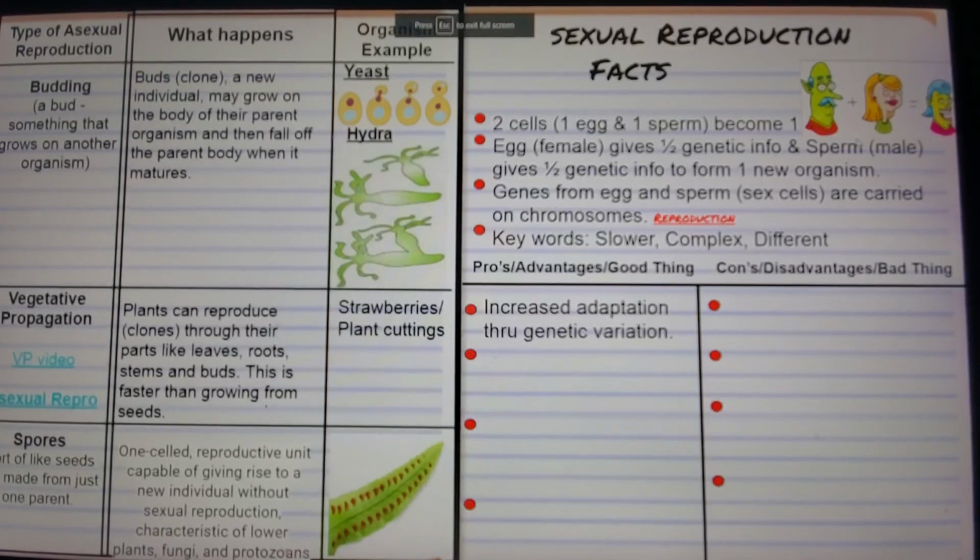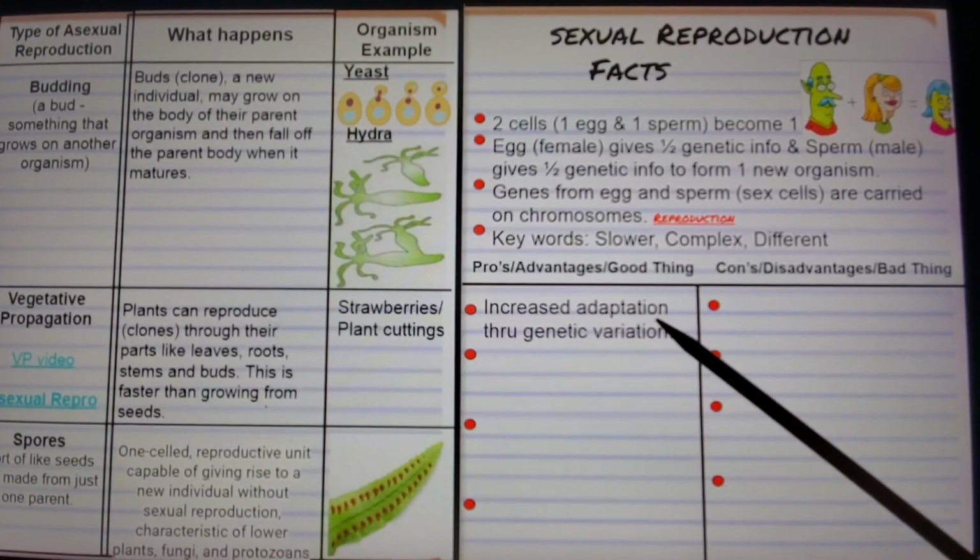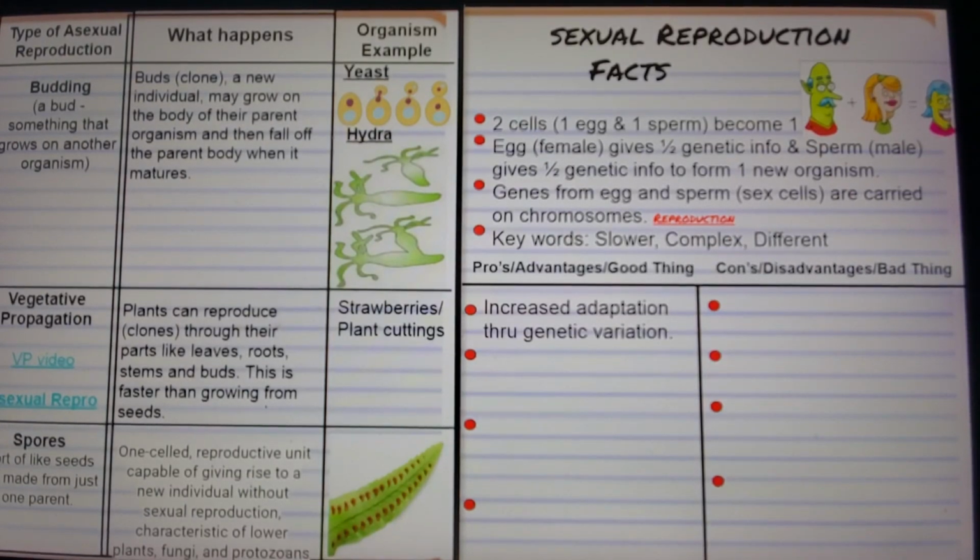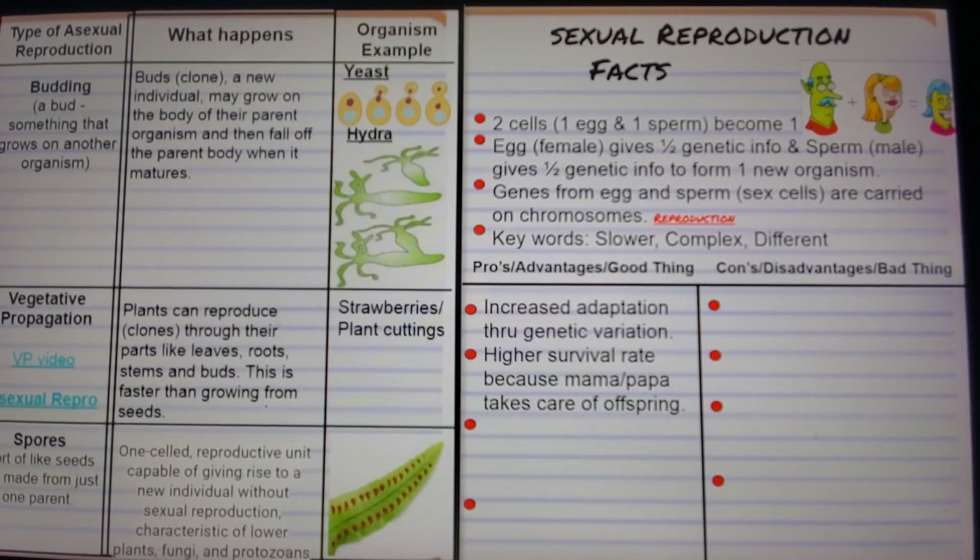Let's look at a couple of the pros for sexual reproduction. One of the biggest things is that you get genetic variation. You're not going to have a room full of clones. Every time one sperm meets one egg, you get a very different and unique organism. No clones. You have a higher survival rate because the mamas and sometimes the papas take care of their offspring.